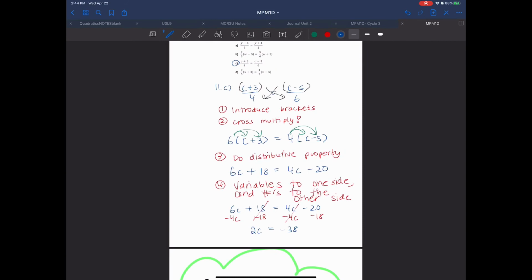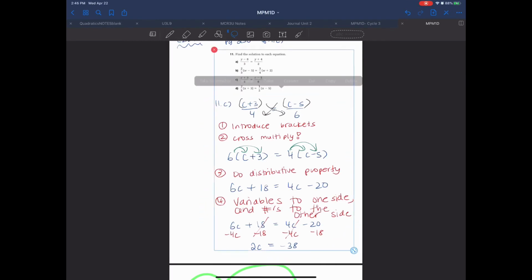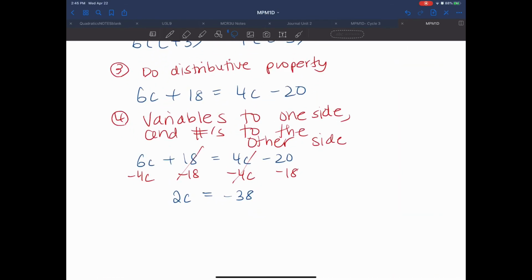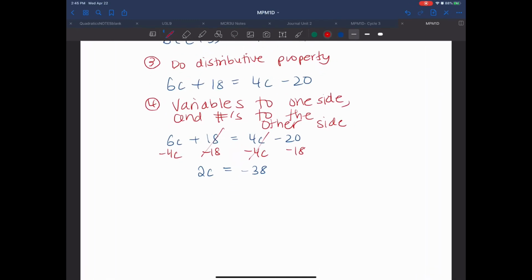I want to be really careful so that I am adding or subtracting the correct way, and that's why I draw that red line, the red step underneath, so that I don't make the mistake of adding or subtracting the wrong numbers. It's not a required step, but it prevents mistakes. So I'm going to divide by 2 on both sides, and I get c equals negative 19.